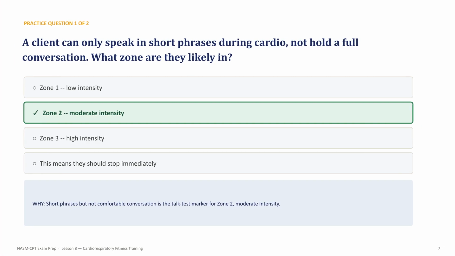Let's check your understanding. Question: a client can only speak in short phrases during cardio, not hold a full conversation. What zone are they likely in? Take a second and think it through. The correct answer is Zone 2, moderate intensity. Here's why. Short phrases, but not comfortable conversation, is the talk test marker for Zone 2.